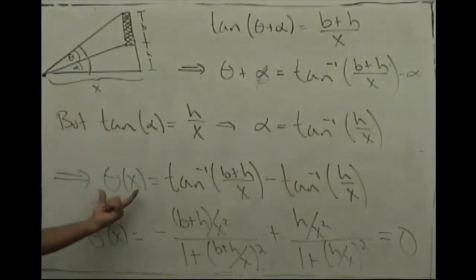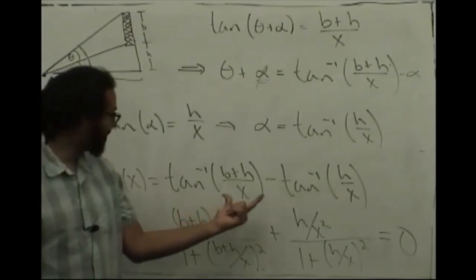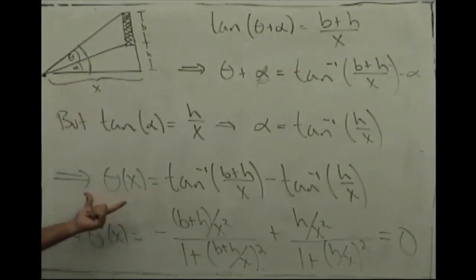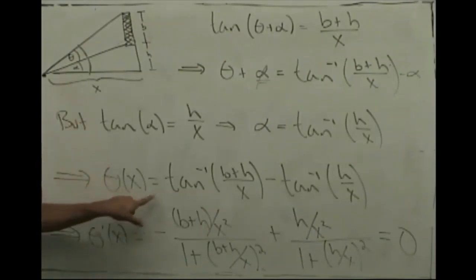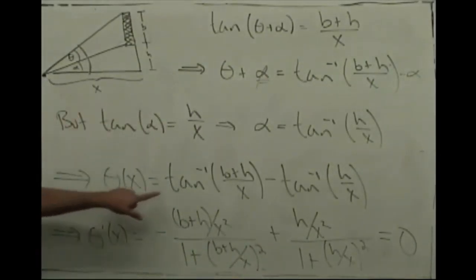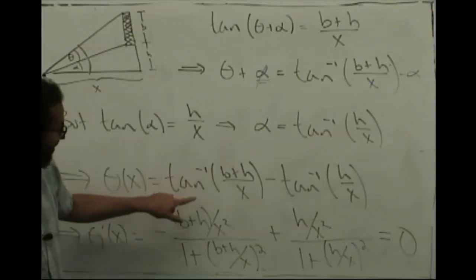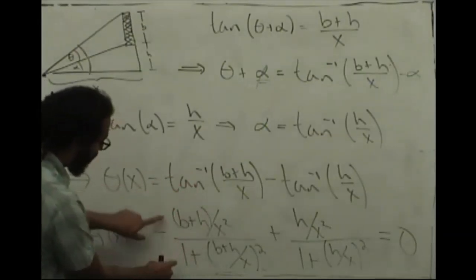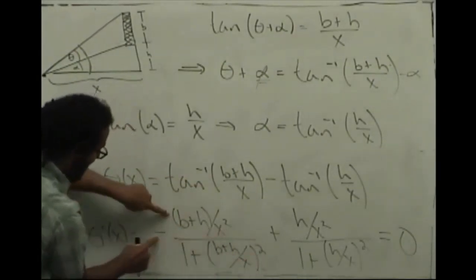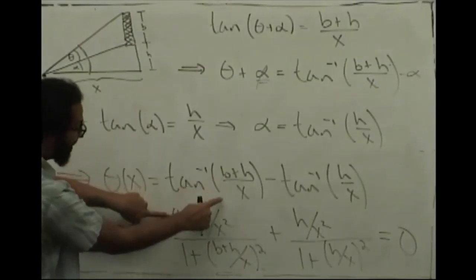So now our goal is to maximize this function, right? Find the x that will maximize this function. So I just call it theta of x to indicate that I've written the angle theta now as a function of x. Okay, how do we do that? Same way as always. Take a derivative, set it equal to 0. So the derivative of tangent inverse, right? It's 1 over 1 plus the thing in the parentheses squared, and then tack on the derivative of the thing in the parentheses.